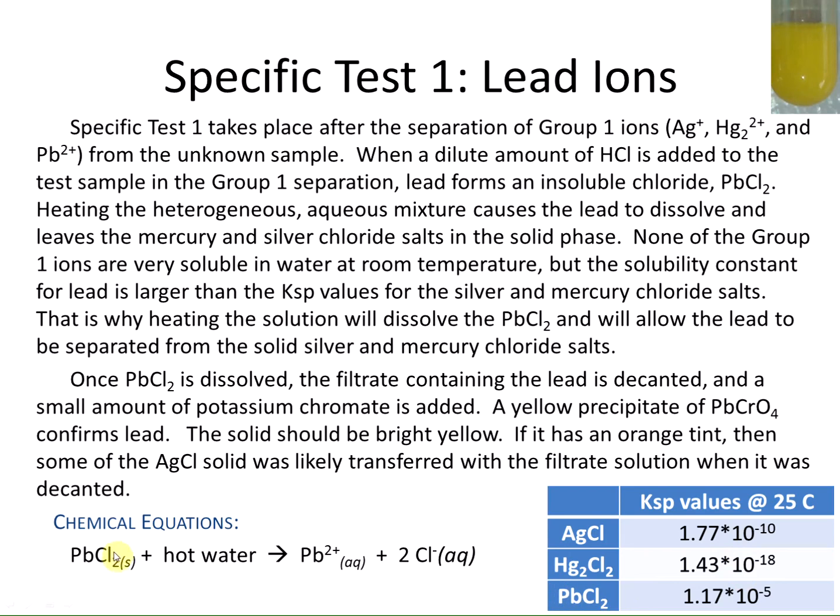Now, if lead was present and you dissolved it up to make the aqueous lead ions, then you add the chromate to it. So you add the potassium chromate to it, so the chromate ions will then bind with the lead to form lead chromate in the solid. So this would be the balanced chemical equation for this reaction.